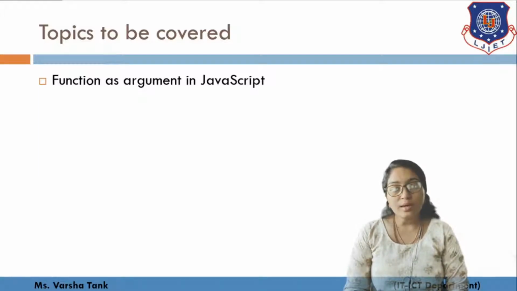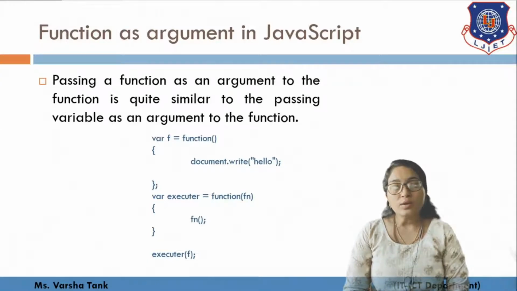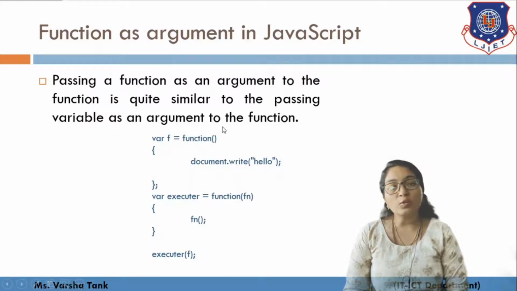So let's see function as an argument. As you have the clear concept about functions, let's see how we can pass a function as an argument in JavaScript. Passing a function as an argument to a function is quite similar to passing a variable as an argument to a function. That means, as you pass a variable to a function, you can pass a function as an argument to a function in the same way.